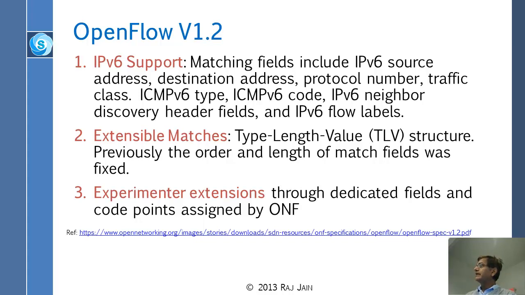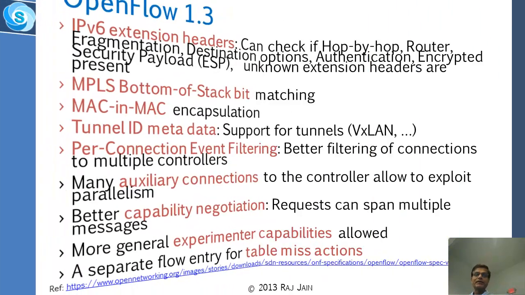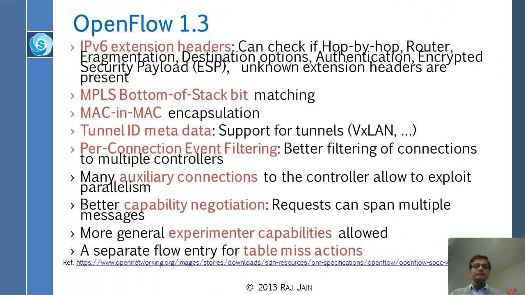And experimental and extensions. So there were some fields which were especially specified for people to experiment with. These are not standard, but if you come up with a good use for it, then they come back next time and we will put it in. So these are experimental code points that are assigned by ONF, which are especially for the experimenter. 3 changes: IPv6, TLV, and experimenter. Okay, not much difficult. 1.3 went even further, a lot more actually.